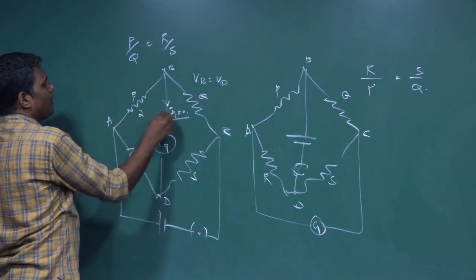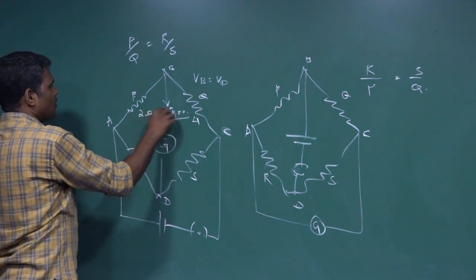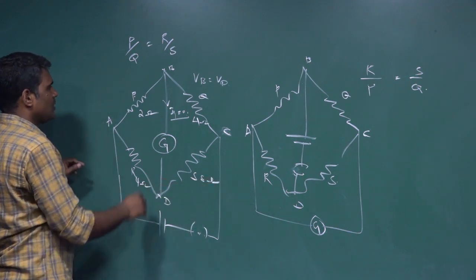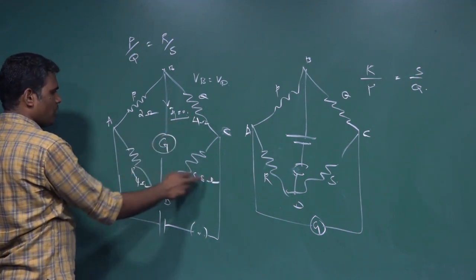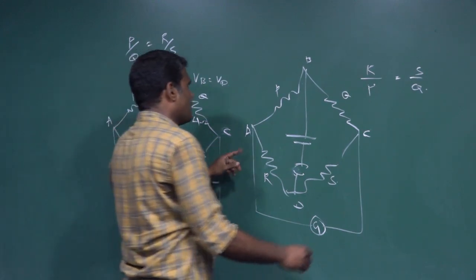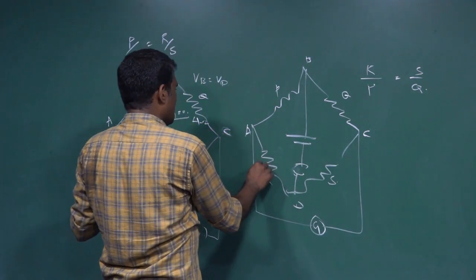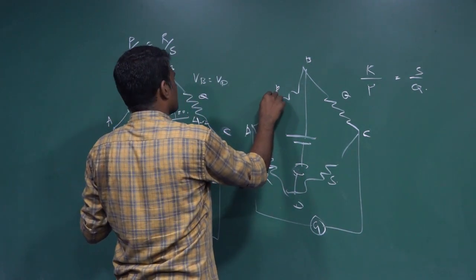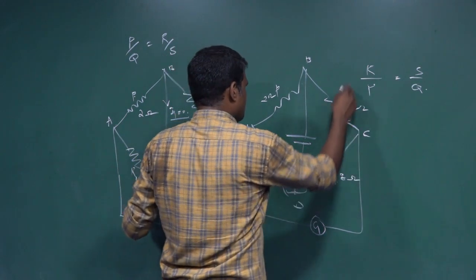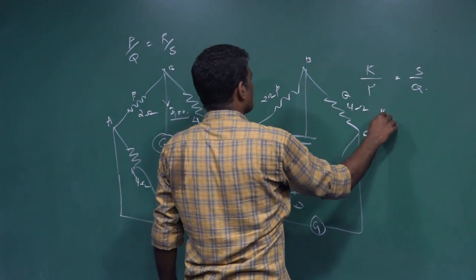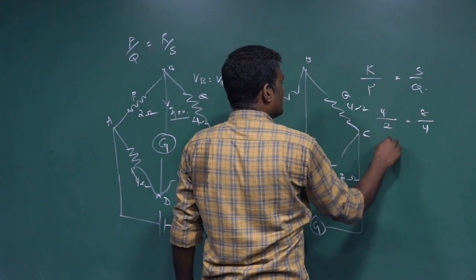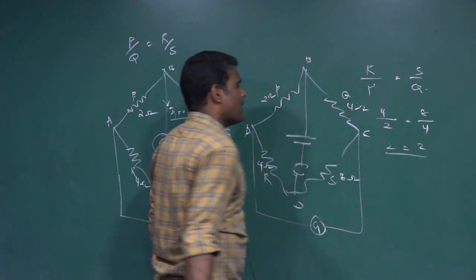Suppose I have resistance values 2 ohm, 4 ohm, 4 ohm and 8 ohm. Then the bridge is under balance: 2 by 4 and 4 by 8, 1 by 2, 1 by 2. In the same way, if you write the condition for the same resistances, R is 4 ohm, P is 2 ohm, Q is 4 ohm, S is 8 ohm. Then as per this condition, R by P is 4 by 2 and S by Q is 8 by 4. Once again we can say the bridge is under balance.